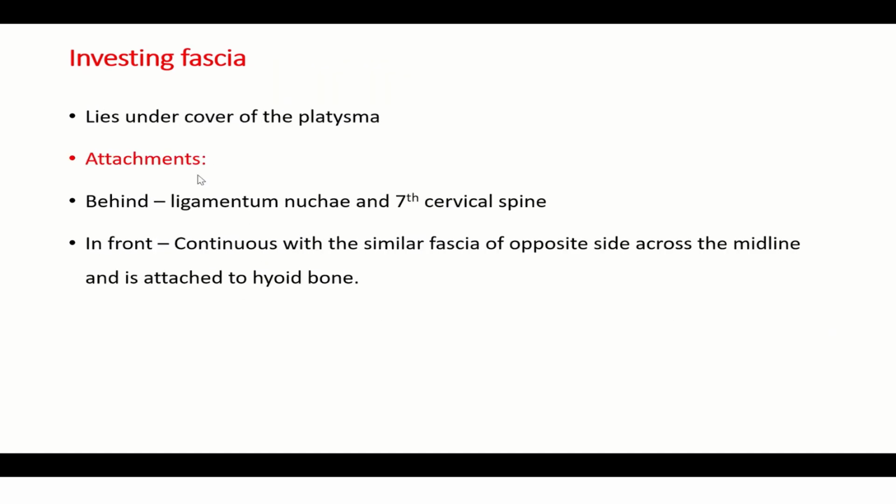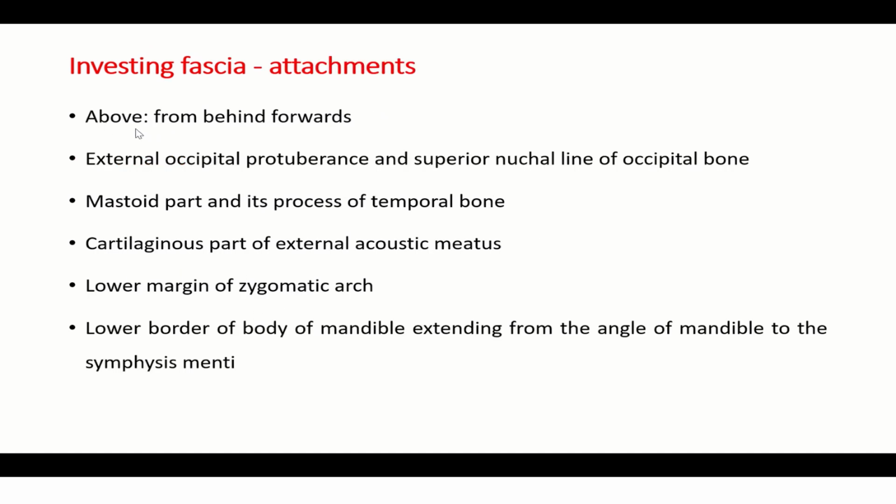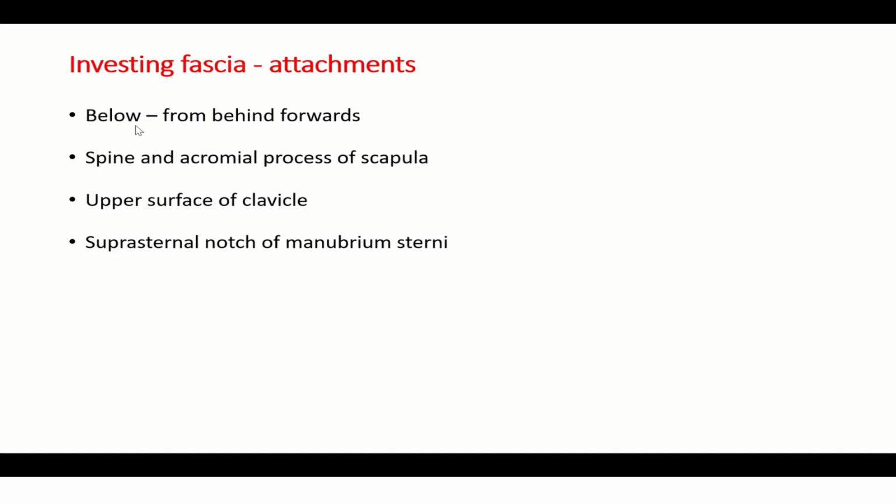So if we see the attachments of the investing layer, behind it is attached to the ligamentum nuchae and seventh cervical spine. In front, it continues with the similar fascia of the opposite side across the midline and is attached to the hyoid bone. Above, tracing from behind forwards: external occipital protuberance, superior nuchal line, mastoid part and its process, cartilaginous part of the external acoustic meatus, lower margin of the zygomatic arch, and lower border of the mandible extending from the angle of the mandible to the symphysis menti. Below, again from behind forwards: the spine and acromial process of the scapula, upper surface of the clavicle, then the suprasternal notch of the manubrium sterni.